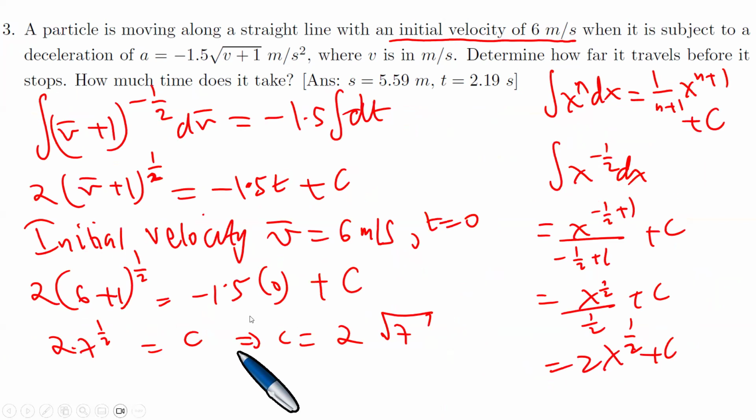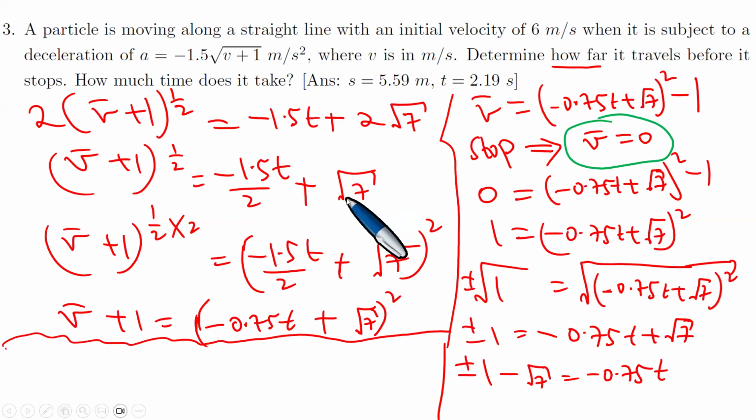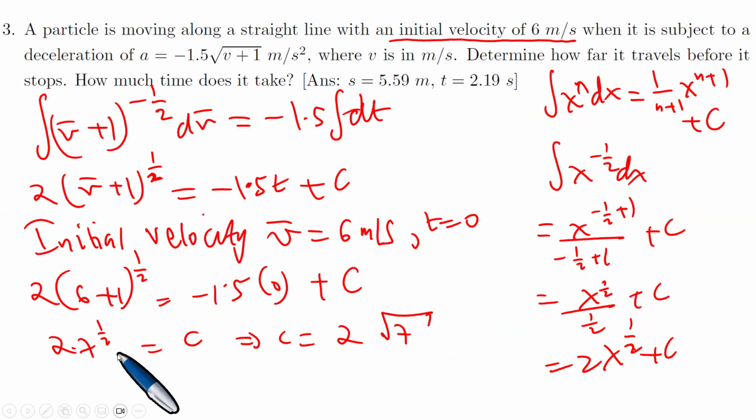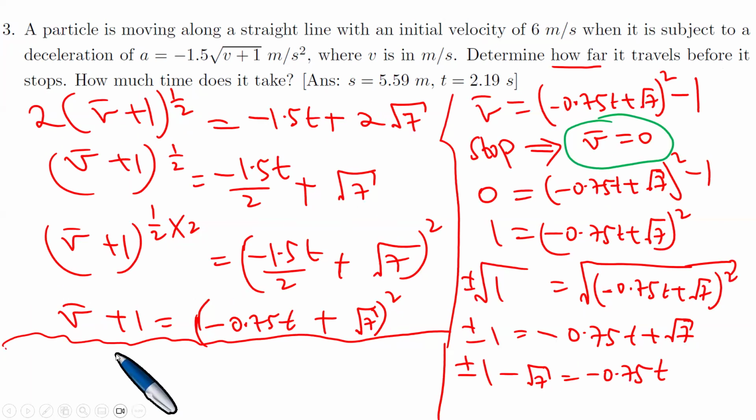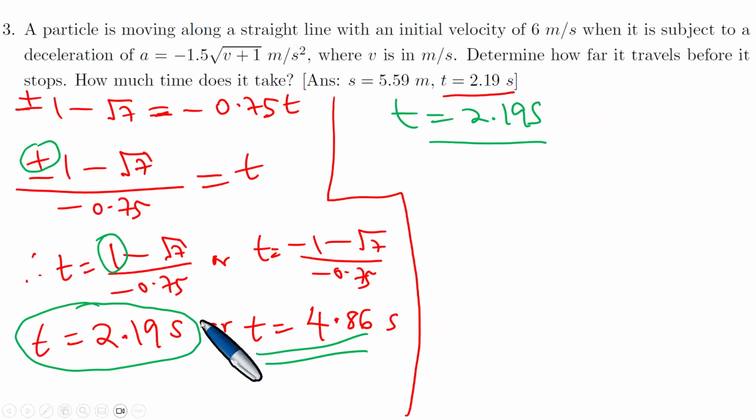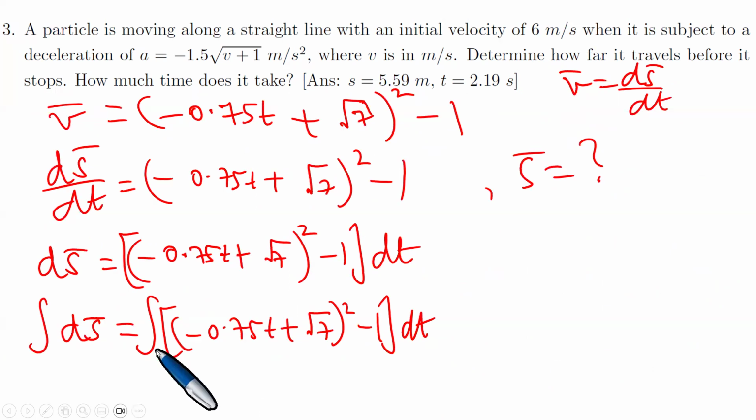Okay. Minus that, yeah. And this 6 plus 1 is 7. So it must be correct up to this point of the time t equals 2.19. I'm trying to see if there's a small mistake because it must work out to 5.59. Right, so 2.19.